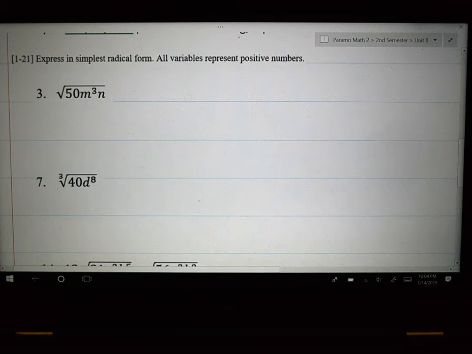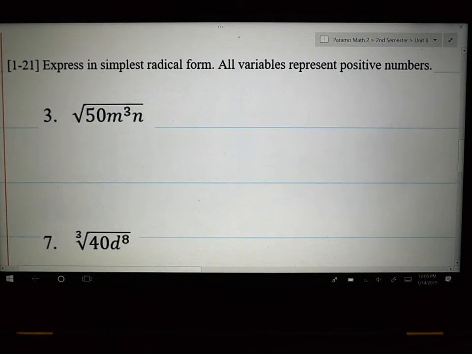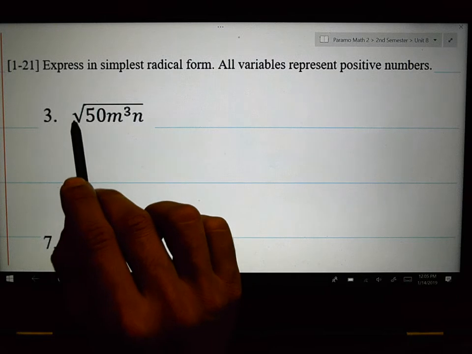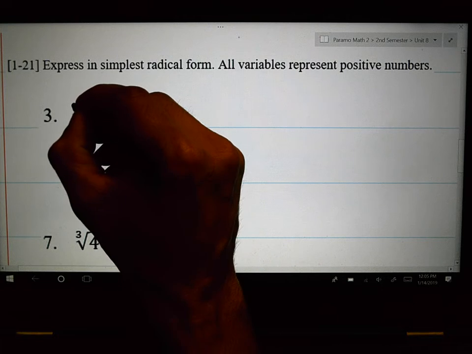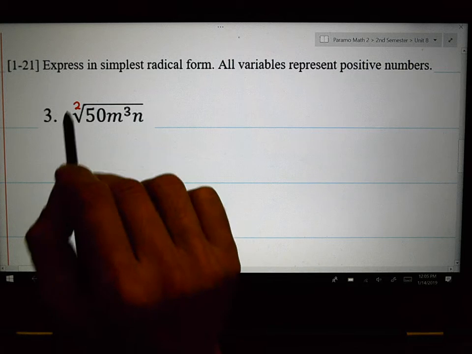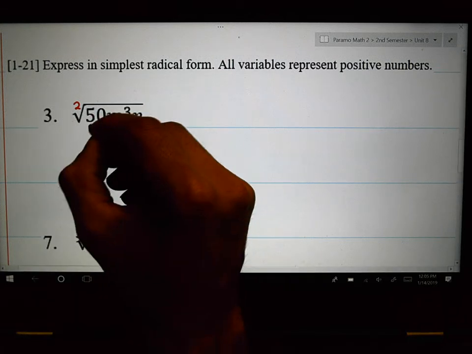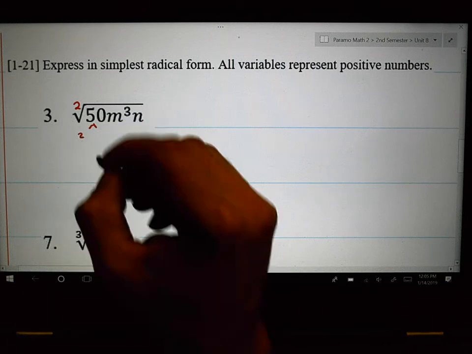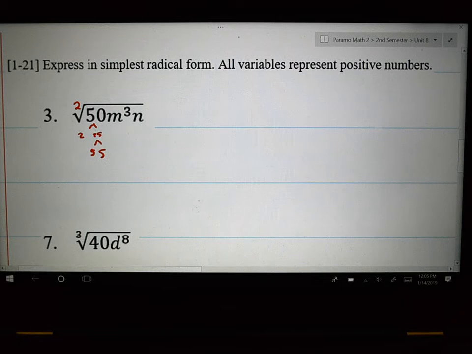This is number 3 on your worksheet. If you have number 3 on your worksheet and you want to do this with me, you are welcome to do so. When you have this radical symbol and there's nothing in this corner, you know that there's an invisible 2. It's the only thing in math that has an invisible 2. What that invisible 2 means, you have to have 2 factors to break out. Everything else you can do after this is just like we did at 1.4. 2 times 25, 5 times 5. That's how I usually break it down.